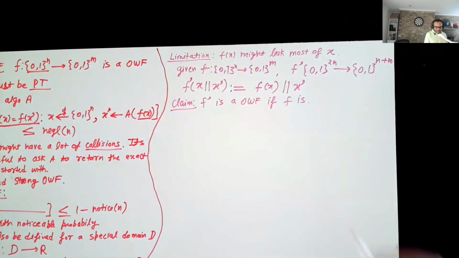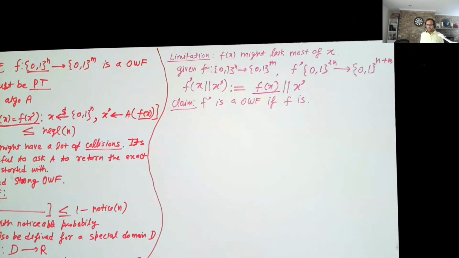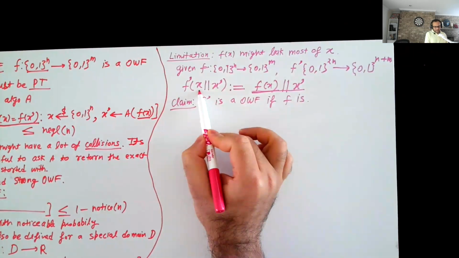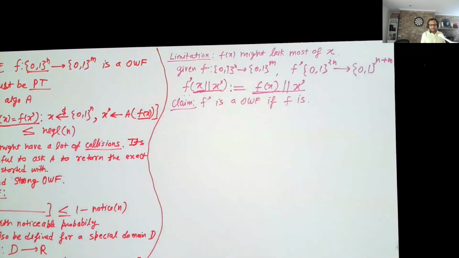Well, if f is a one-way function, then given f of x, you cannot compute x. Okay? So now given this full output, you are not able to compute x, but to invert f prime, you have to compute both x and x prime. So this claim seems to be true. Any questions? So this is a major limitation which we should all keep in mind.